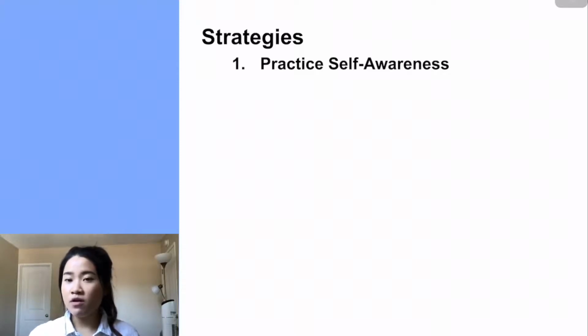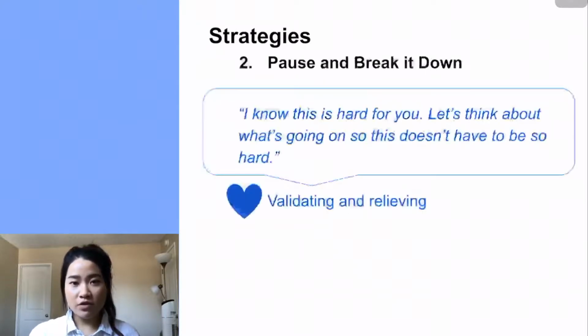Secondly, hit pause and break it down. When your child's emotions hijack her body, it feels nearly impossible to hit the pause button. Try to say, "I know this is hard for you, let's think about what's going on so this doesn't have to be so hard." This message can be validating for your child, even if she can't verbalize why and how she feels a certain way. She understands that you get it, and that can be relieving.